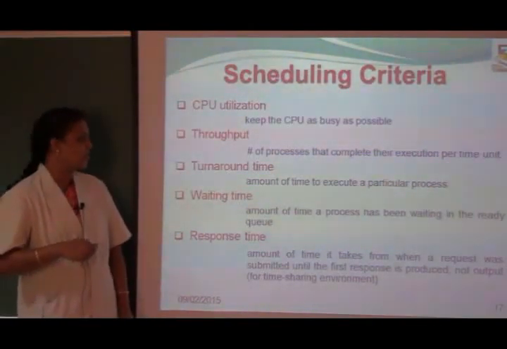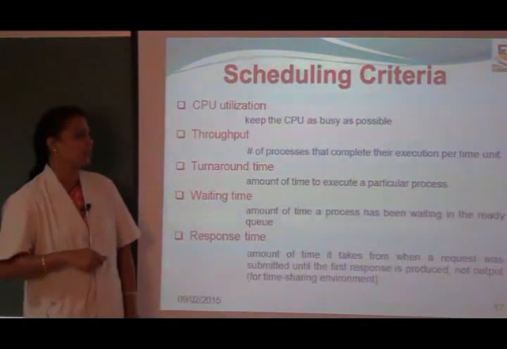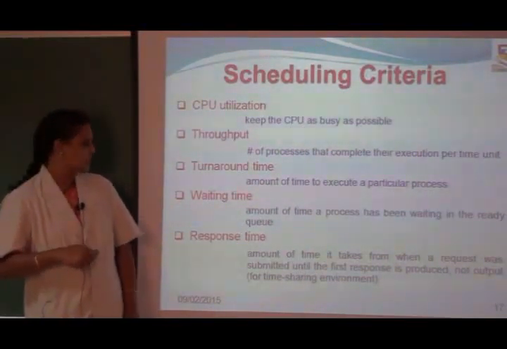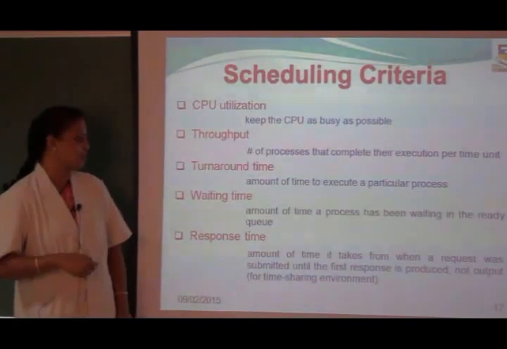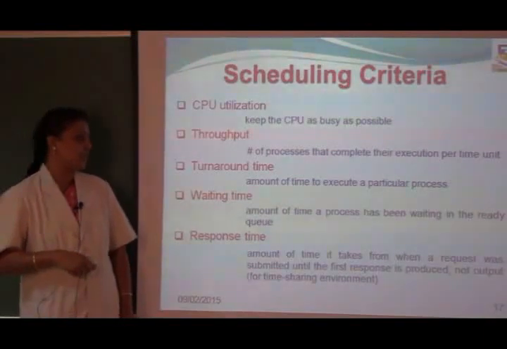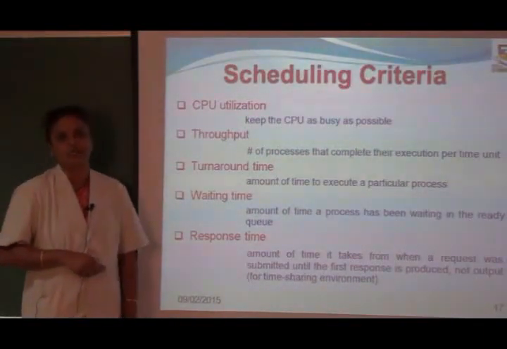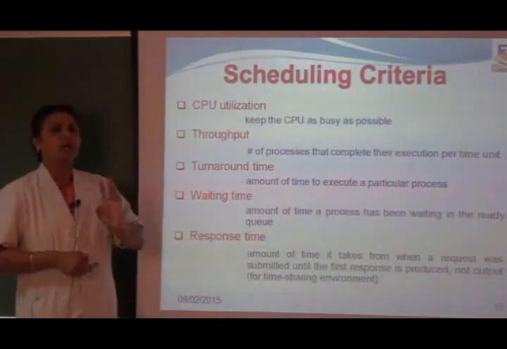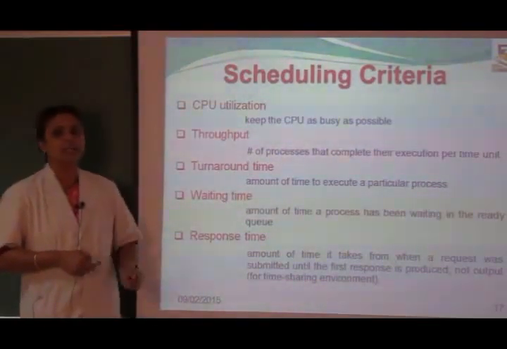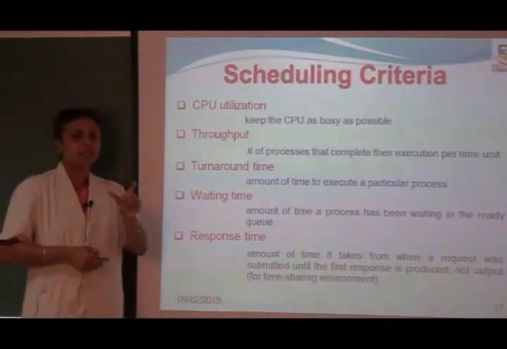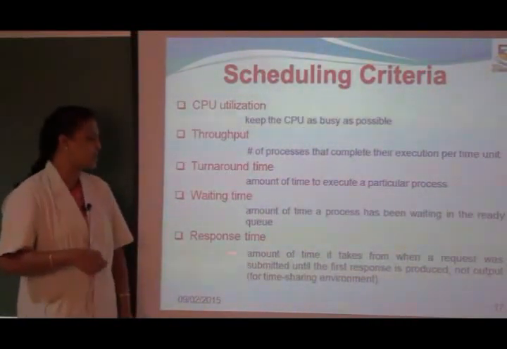Then the waiting time of a process is the amount of time that a process waits in the ready queue to get the CPU. And response time is the amount of time it takes from when a request was submitted until the first response is produced. That is, from the time at which the process arrives in the ready queue to the time at which it gets the first response. This particular duration is called response time.